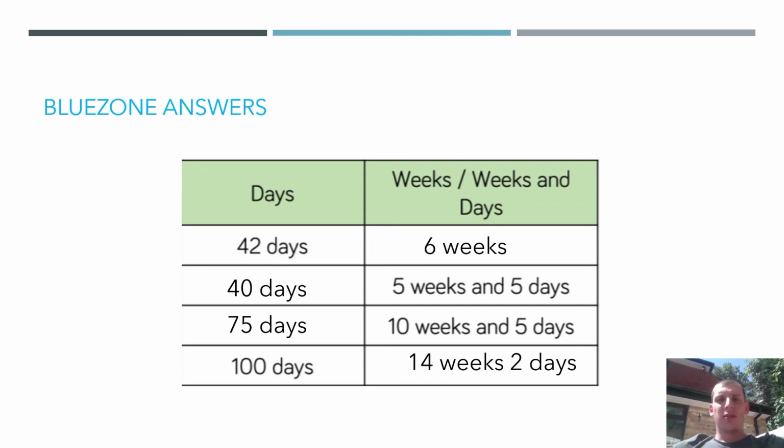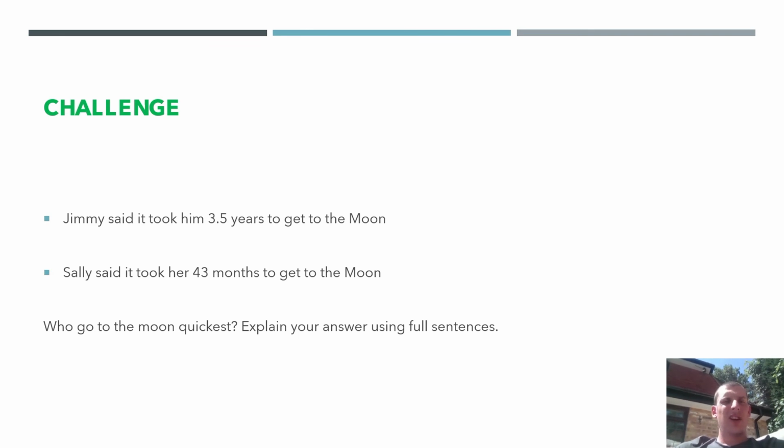And let's go on to the challenge. So, this is your challenge. Jimmy said it took him 3.5 years to get to the moon. Sally said it took her 43 months to get to the moon. Who got to the moon quickest? Explain your answer using full sentences.